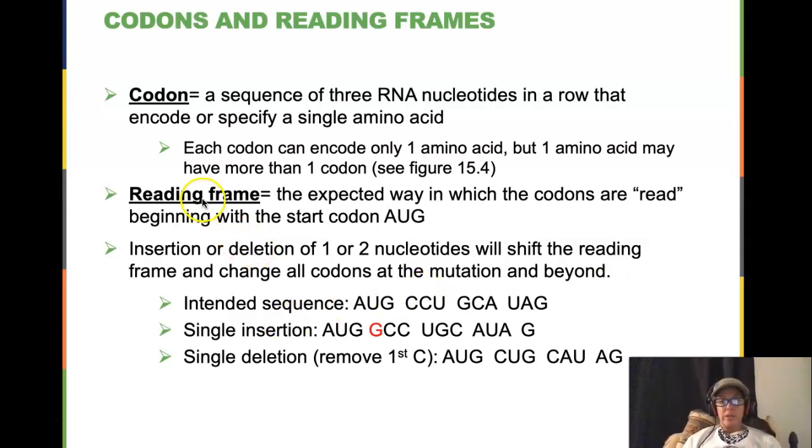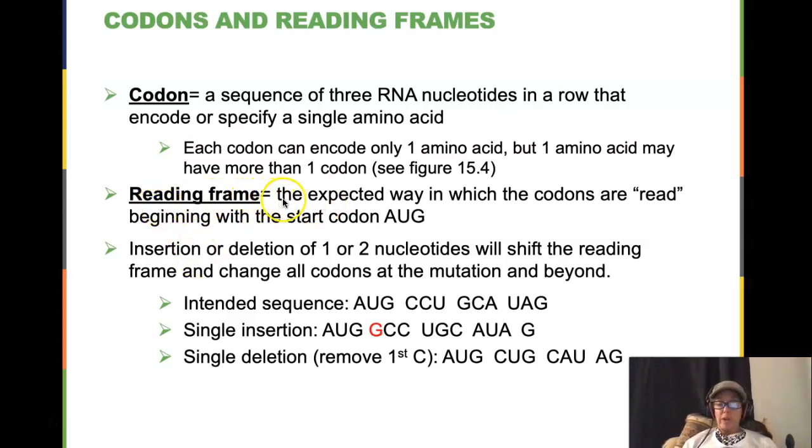So a codon is a sequence of 3 RNA nucleotides in a row, and they encode or they specify a single amino acid. And each codon will only encode one amino acid. So if you have an AUG, there's only one amino acid that the cell will recognize should be delivered to that AUG. If you have a CCC, there's only one amino acid that can be delivered as being instructed by that CCC. However, one amino acid could have more than one codon, and we'll see that figure in a moment.